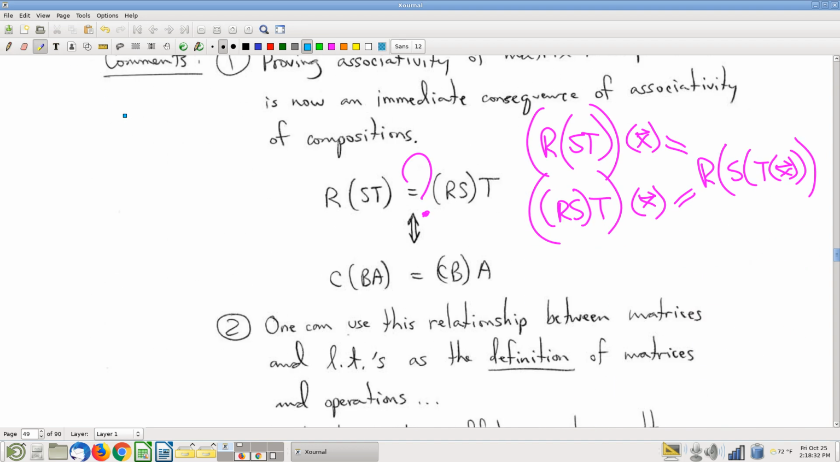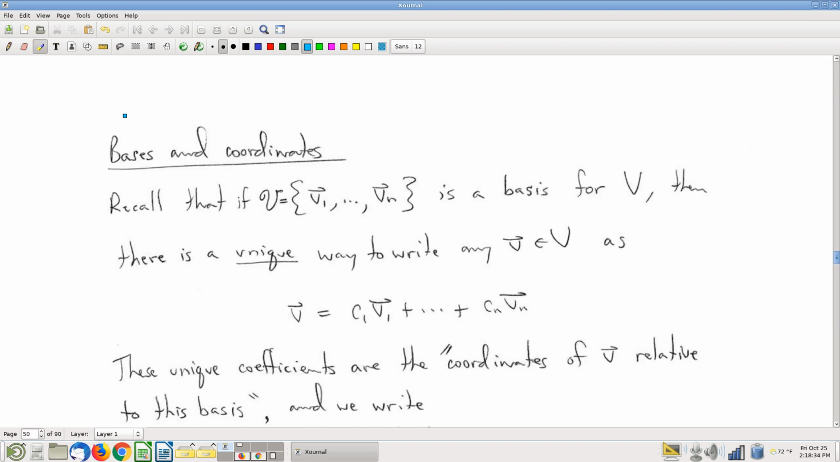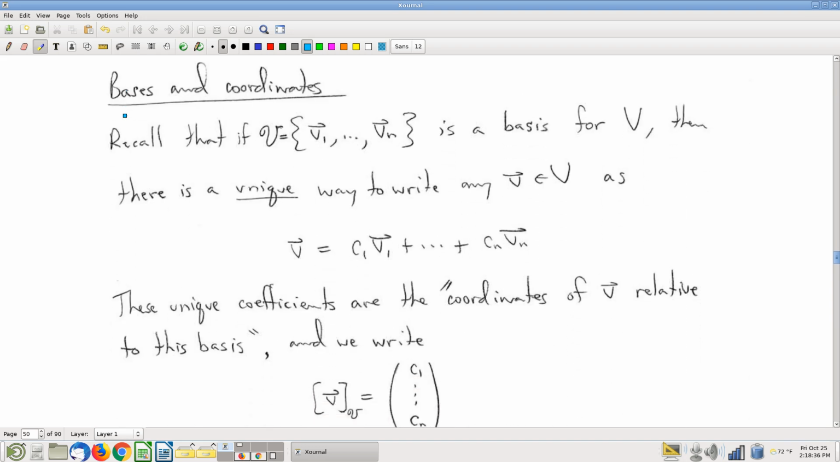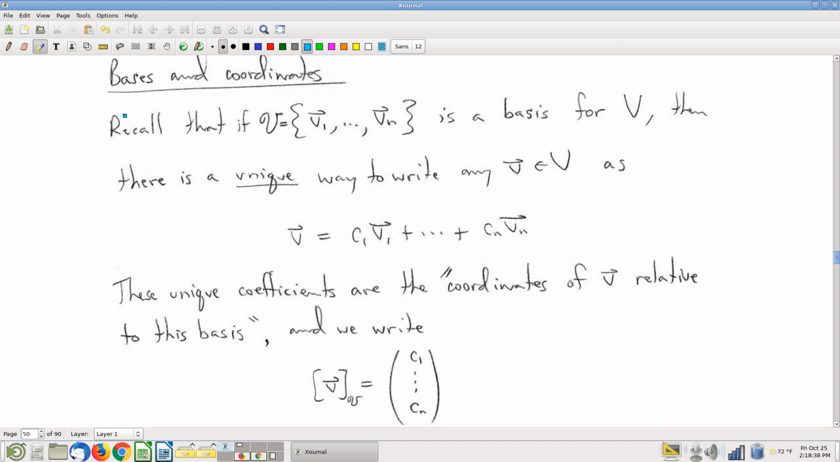All right, so moving along. Let me remind y'all, here's something we saw back in chapter 2, but we're going to do several things with this now, and I need to make sure we all remember this terminology and this notation. So we talked about bases a long time ago, back in chapter 2. If you have a basis for a vector space, I'll refer you back to chapter 2 for a reminder of the definition of a basis.